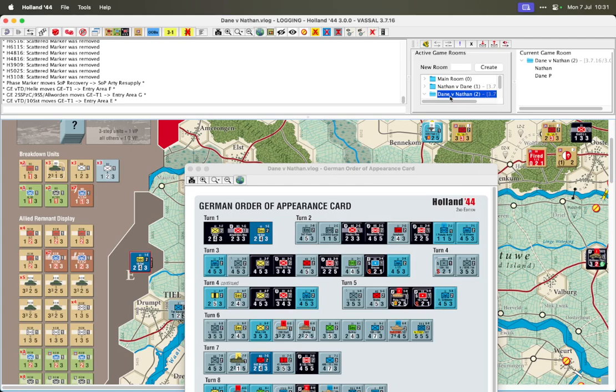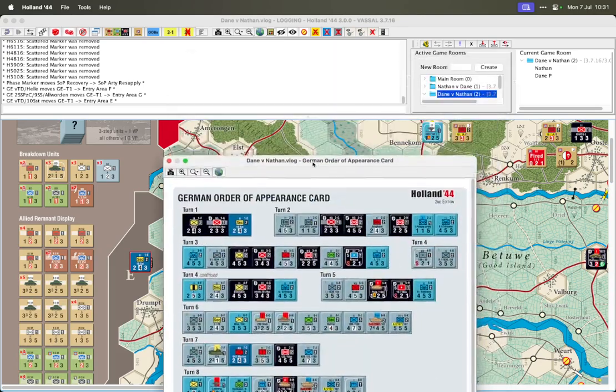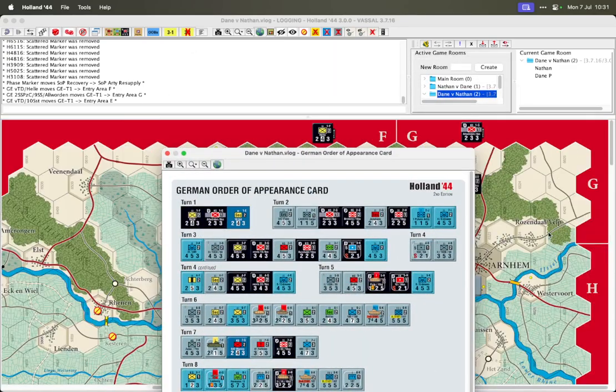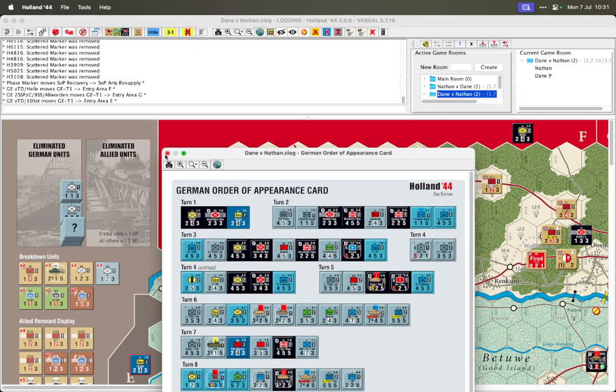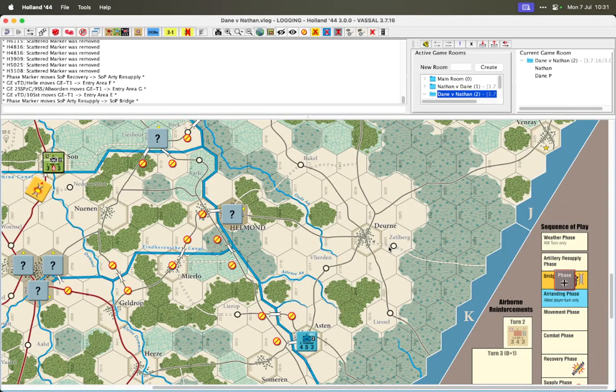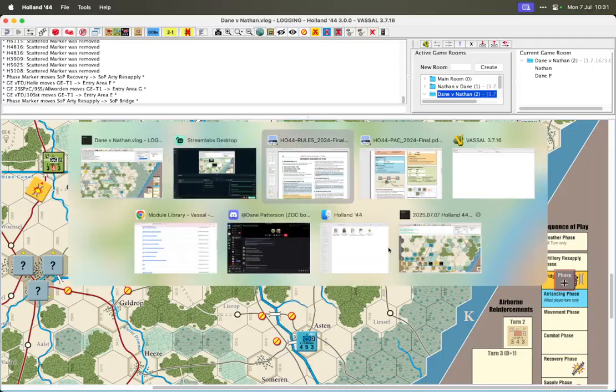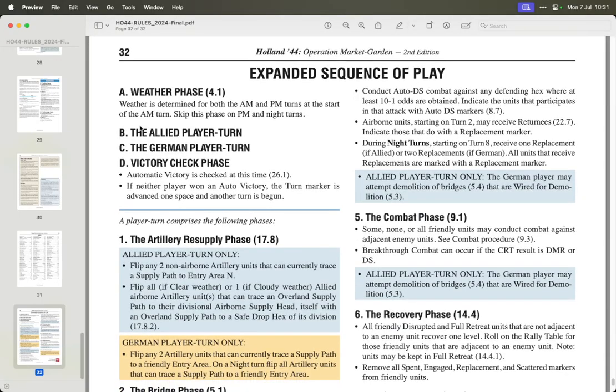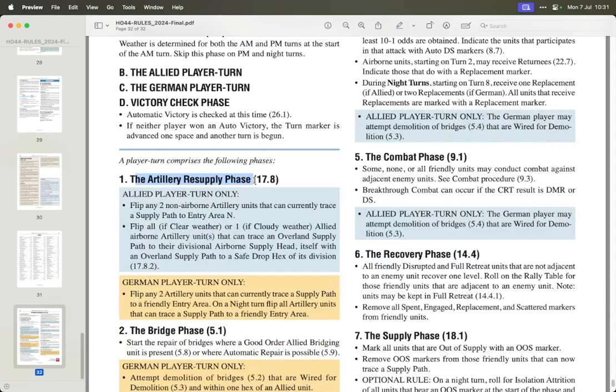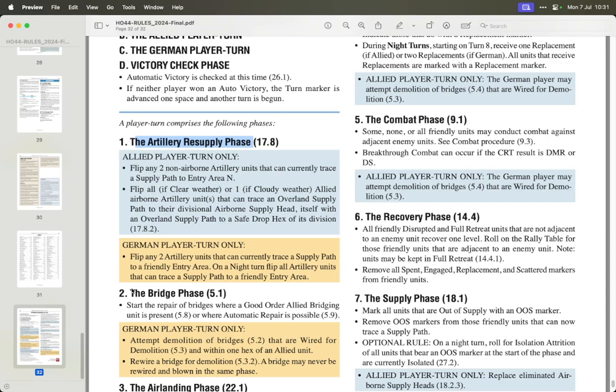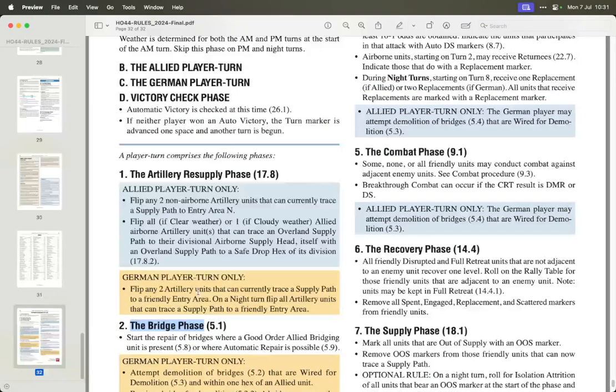No worries. All right, I got my reinforcements out. It's G, F, and E. There's new guys out there. I don't have any artillery to worry about. Bridge phase. I'm trying to see if there's any that I want to blow right now. So you have your artillery resupply phase? No. Bridge phase. Okay.